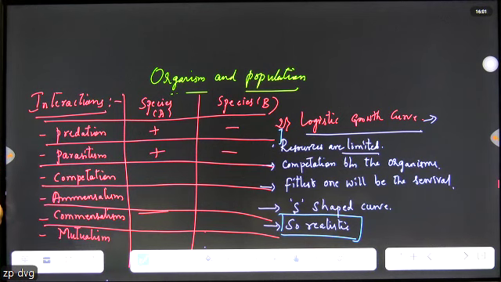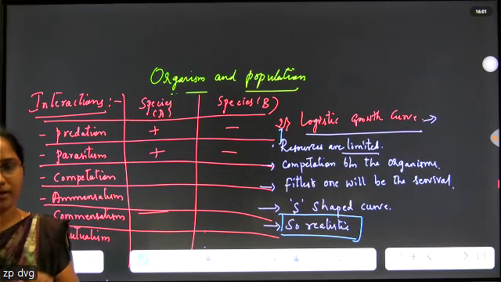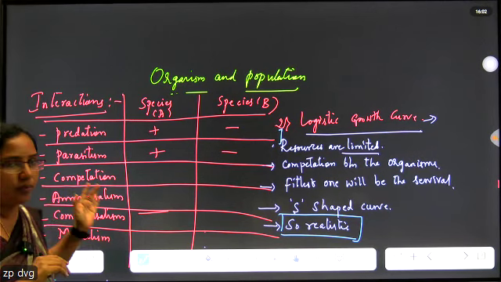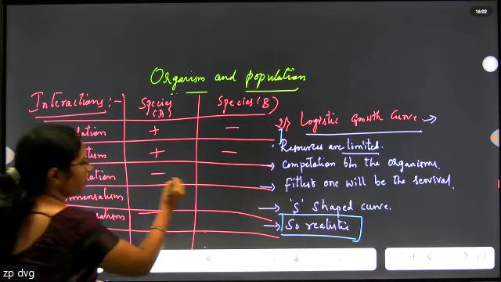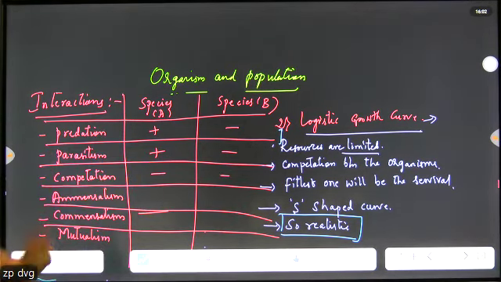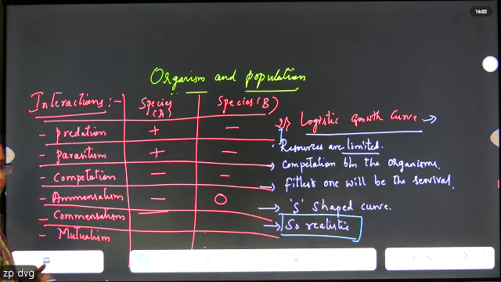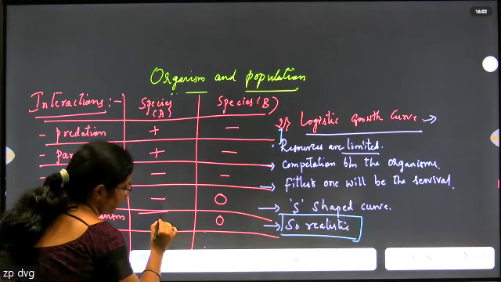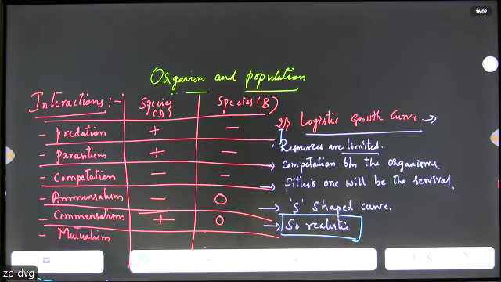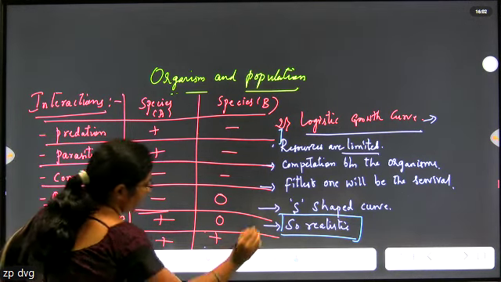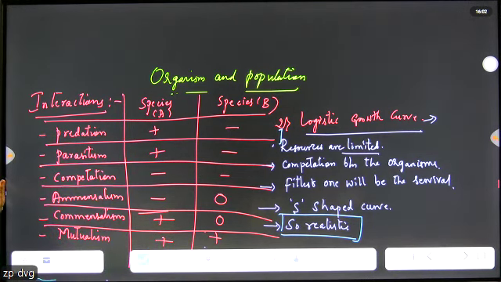In competition, two species are strong enough to fight over one particular resource. In competition, no one benefits, both are affected, so both have a negative effect. In amensalism, one is harmed and the other is neutral, nothing happens. In commensalism, one is neutral and the other is beneficial. In mutualism, both are beneficial. In such a manner, we can explain population interactions. Okay.